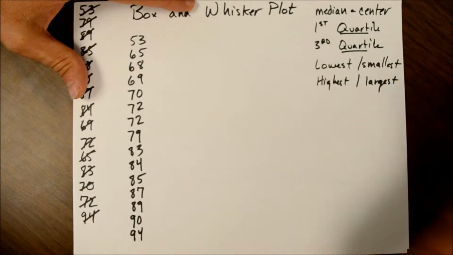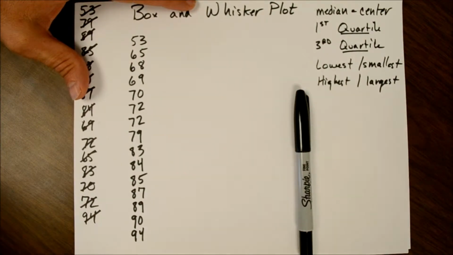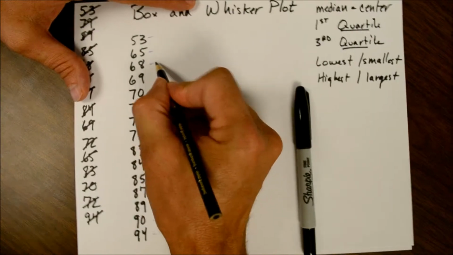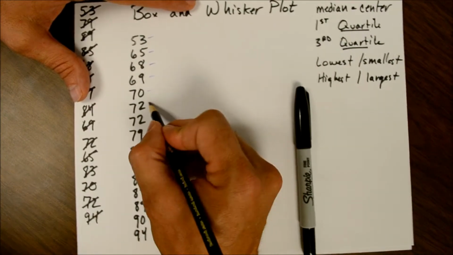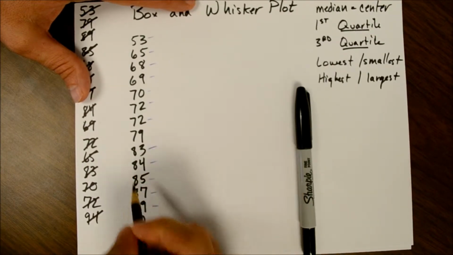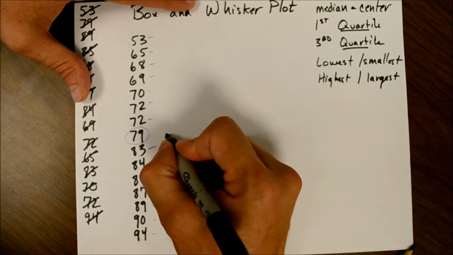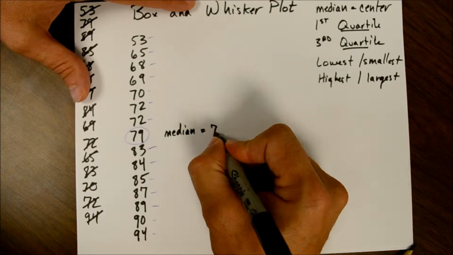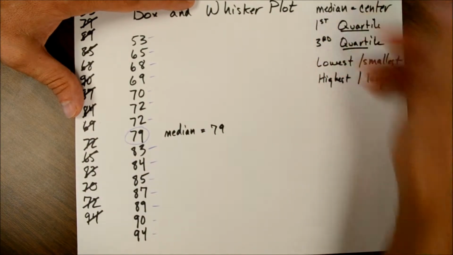The next thing we need to do is basically just find the middle one. Well, the easiest way to do that is just to mark off each end one at a time. If your data set's huge, this gets a little tedious. This is the biggest data set I'll probably work with students. Not much bigger than this. Looks like our middle number is 79. So the median is 79. Easy enough. We've taken care of the center.